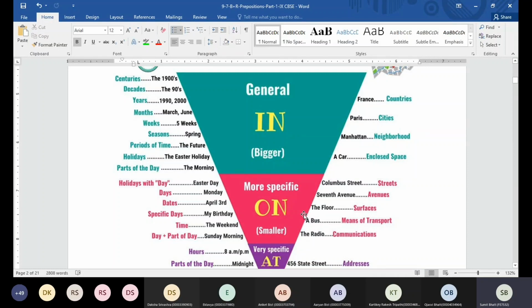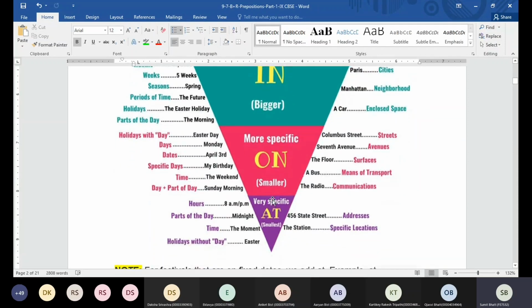But if you use more specific time, more specific days you are referring to, in that case we are going to use the word on. Like if you have holidays with the word day with them, like on Easter day, on Monday we can say, on April 3rd, on my birthday, on the weekend we can say, on Sunday morning. So we are referring to more specific time, so we can use the word on.